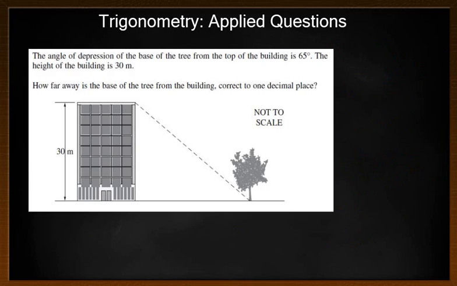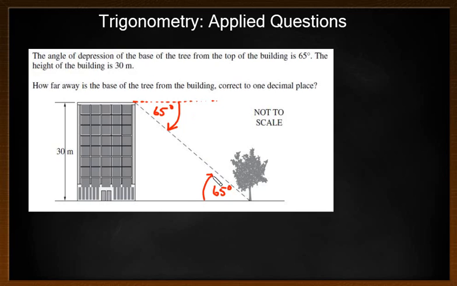Okay, we've got two more questions to go. I'm going to finish off, well, the last question is quite challenging. This one's not so bad, but again, a little bit different. The angle of depression of the base of the tree from the top of the building is 65 degrees. And they haven't drawn this in, but we've already mentioned it. We know that the angle of depression, we look across and then we look down to the point that we're talking about. So it says the angle of depression of the base of the tree from the top of the building is 65 degrees, which means that my angle of depression is also 65 degrees.